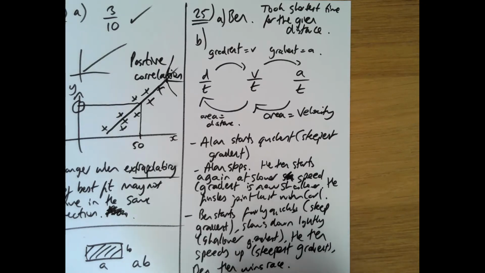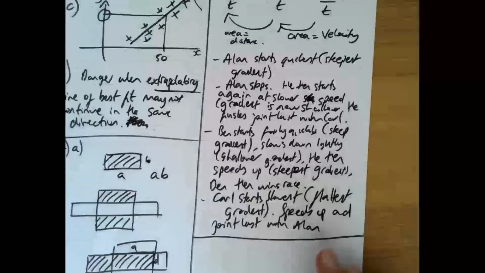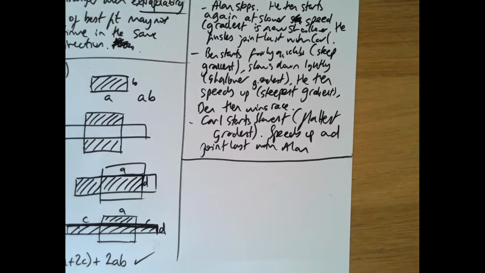Carl starts slowest, flattest or shallowest gradient, speeds up, and finishes joint last, third, in fact joint second, let's be kind, with Alan. As you can tell, I probably should have been a sports commentator, because that was so thrilling.